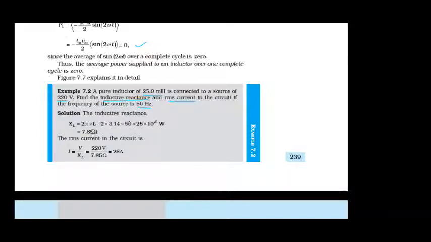So the inductive reactance XL is equal to 2 pi nu L. Put the values: nu is 50 Hz given and L is 25 mH, so 25 into 10 to the power minus 3, converted to SI unit. Upon solving we got 7.85 ohm. The RMS current in the circuit I is equal to V by XL. We have XL as 7.85 ohm and V is 220 volt, which is already given in the question. So we got 28 ampere as I.